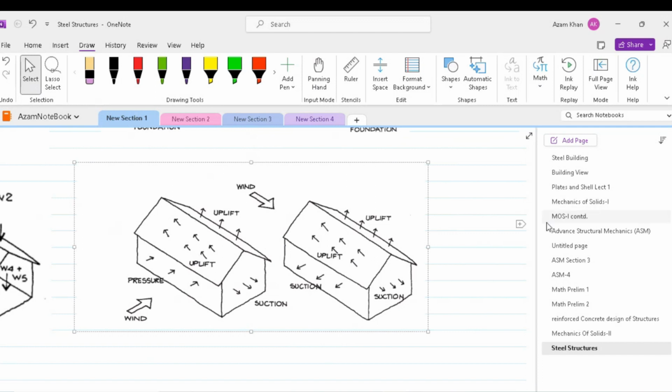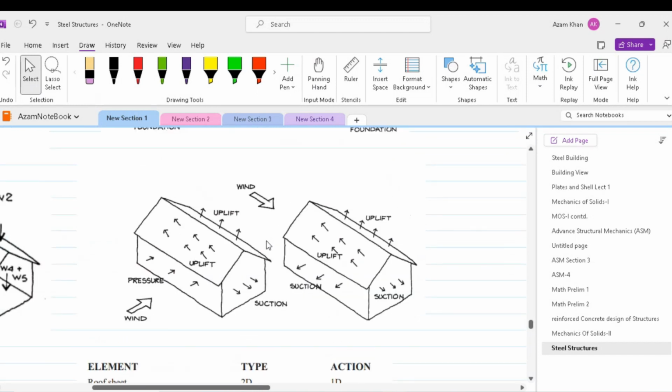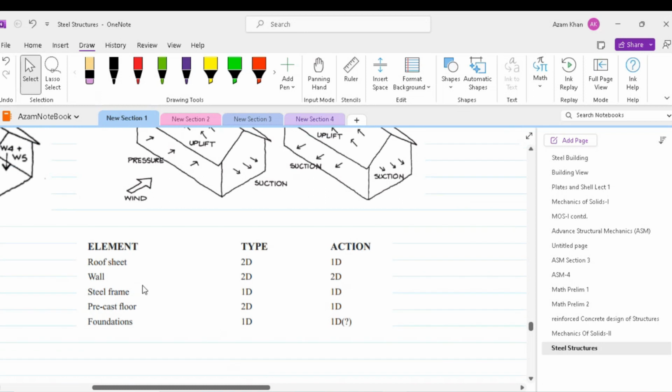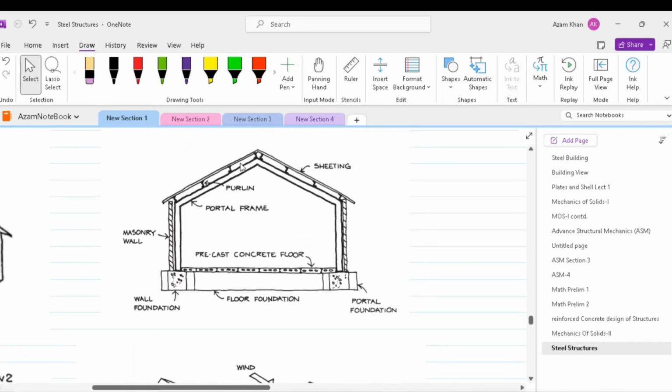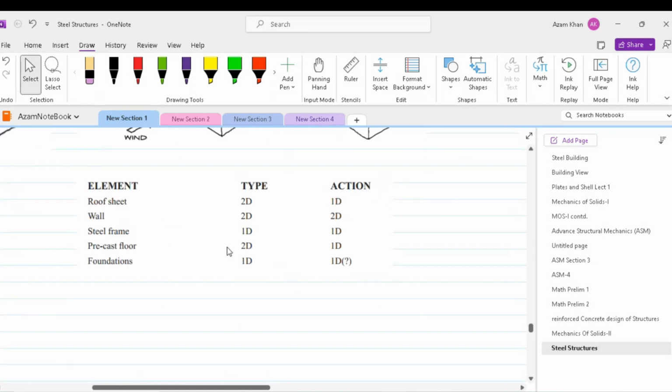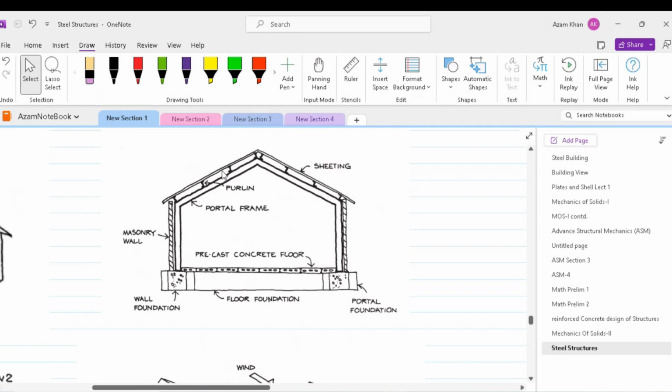We have to understand that the space is three-dimensional and the structure is also three-dimensional. However, each element is either one or two-dimensional and will act as a one-dimensional or two-dimensional structure. For this structure, the elements can be identified as one or two-dimensional. For example, roof sheeting in reality is a two-dimensional structure, but it acts as a one-dimensional structure.